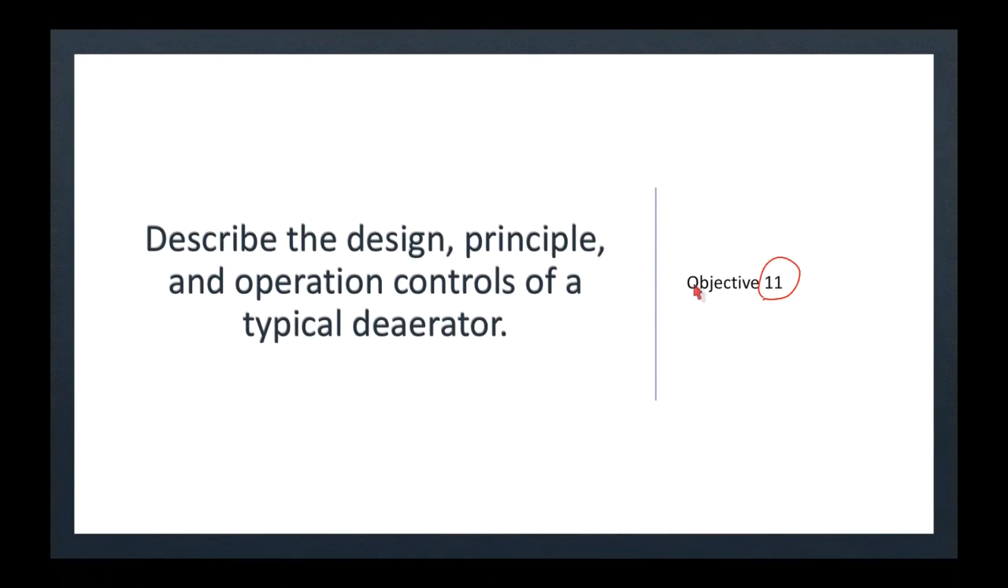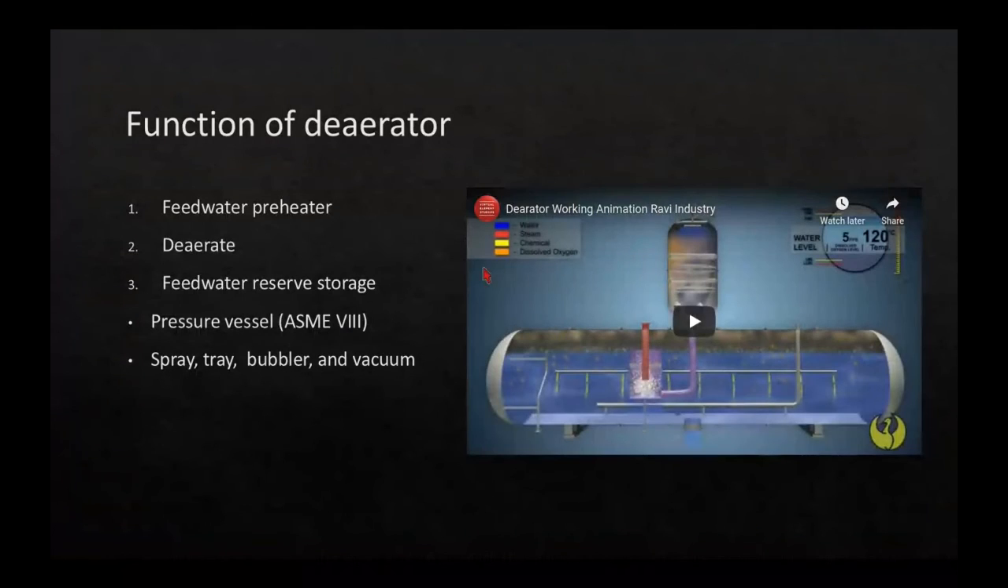Objective 11 is about deaerators, and you know what they are. You know what they do. We're removing dissolved gases with heat. What I will say is that they are ASME code Section 8 vessels, and so they have to have a relief valve on it. There are different types of mechanisms: a spray deaerator, tray deaerator, bubbling deaerator. There's even vacuum deaerators. But they also function as feedwater preheaters.